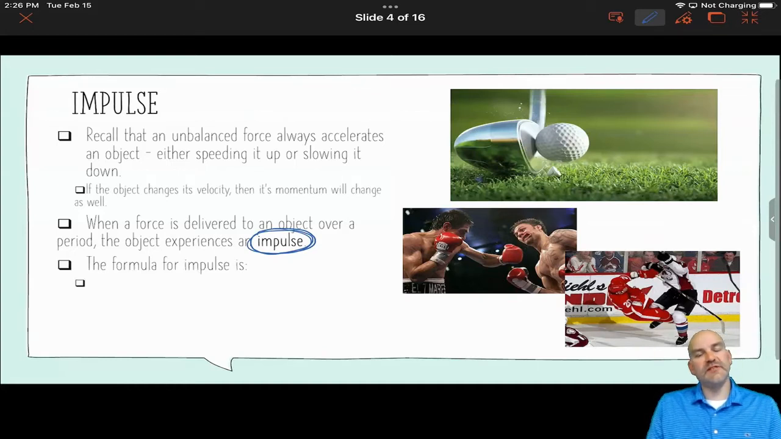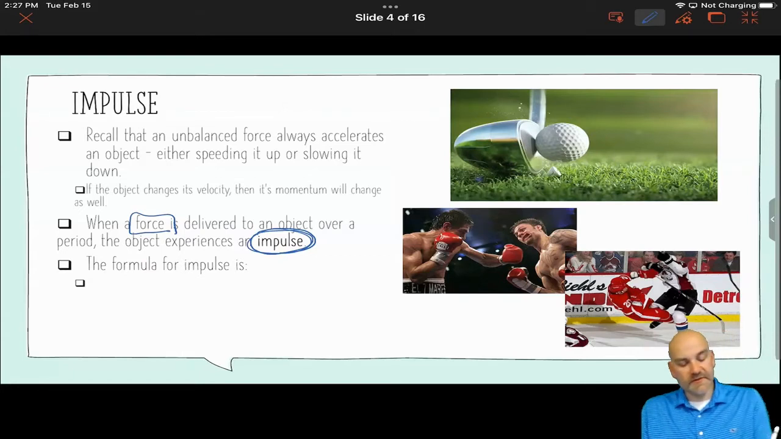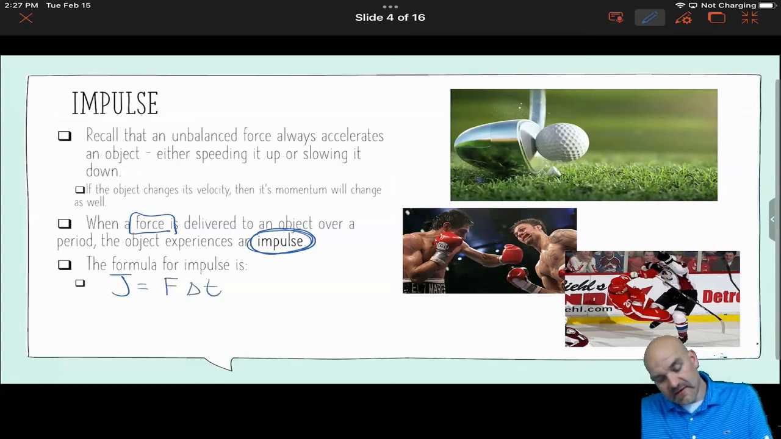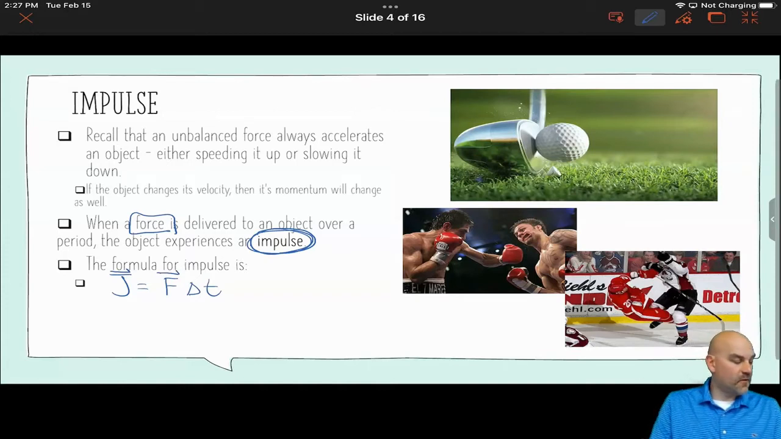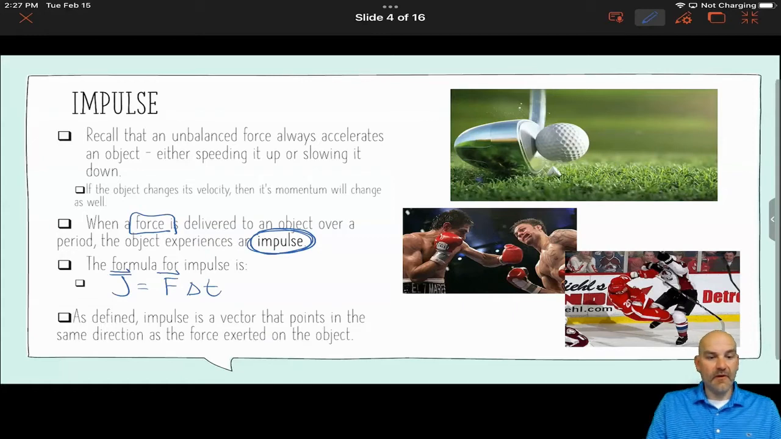We'll look at it in the impulse momentum theorem, but there's a relationship involving Newton's second law here, because you can see force and you can see time. We can do some simple substitutions to derive an expression. So the formula for impulse is J equals F delta t. Now, impulse and force are both vector quantities, so the impulse is a vector that points in the same direction as the force exerted on the object.